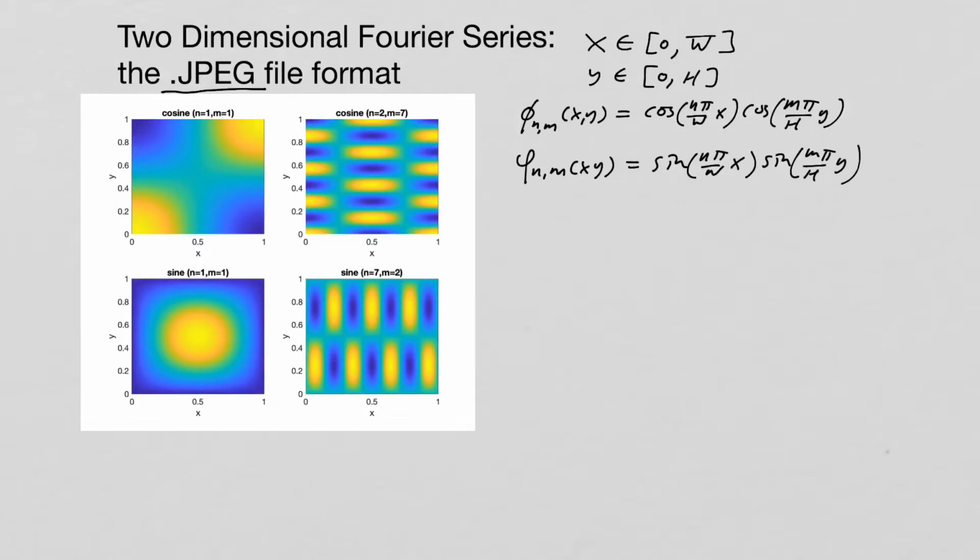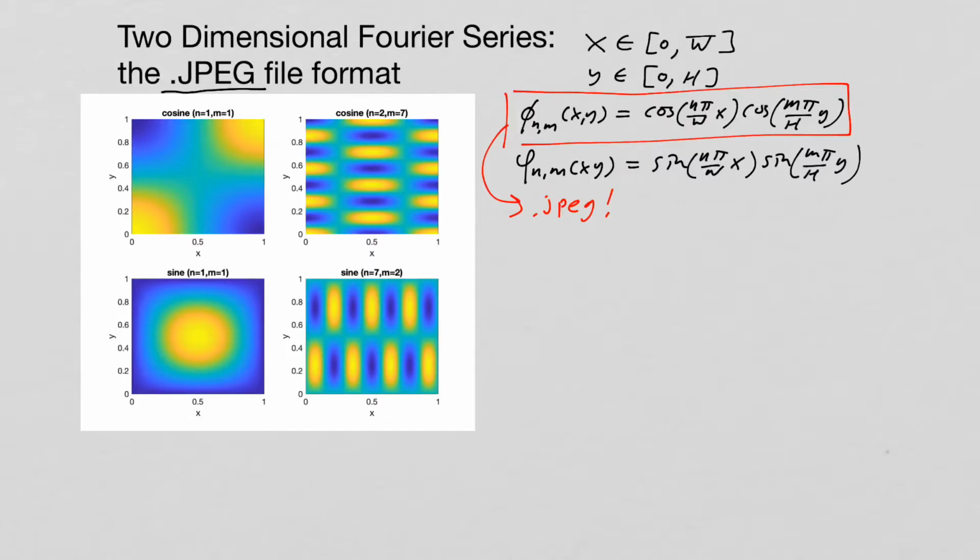And it's much similar. But in this video, we're going to be focusing mostly on the cosine ones. And it turns out that's because this is the basis for the JPEG. The sine ones, there's nothing conceptually different about them. It's just the cosines are the ones that are going to be used more frequently by us in our applications.